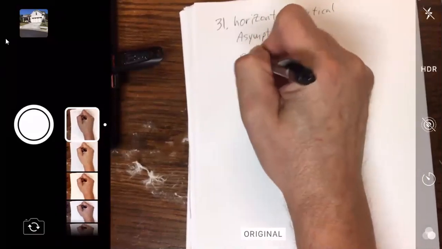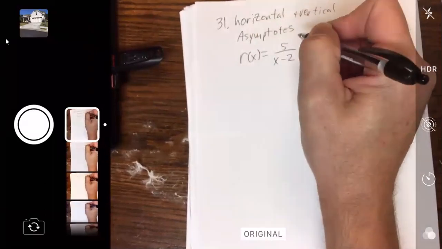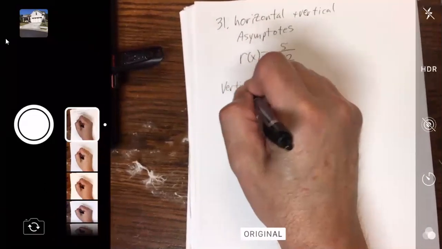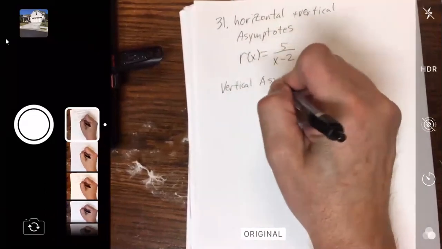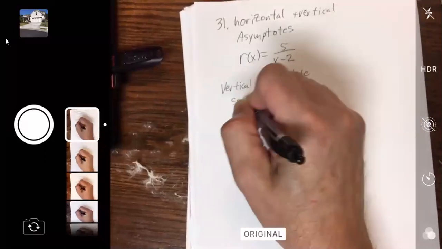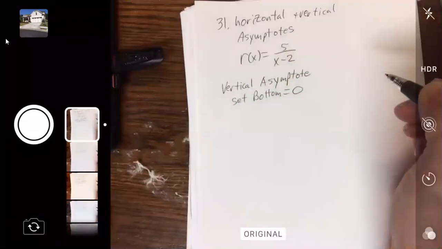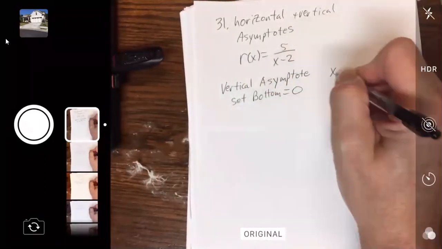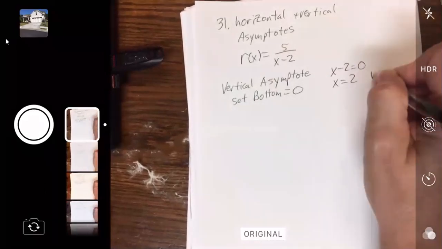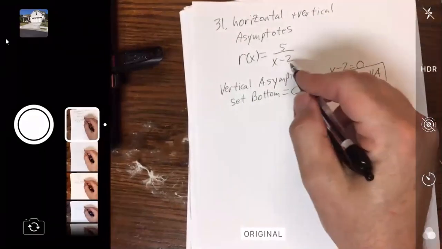Give you r of x equals 5 over x minus 2. All right, the vertical one is easy. Set your bottom equal to 0. So x minus 2 equals 0, x would equal 2. That is your vertical asymptote. This graph will blow up at 2.